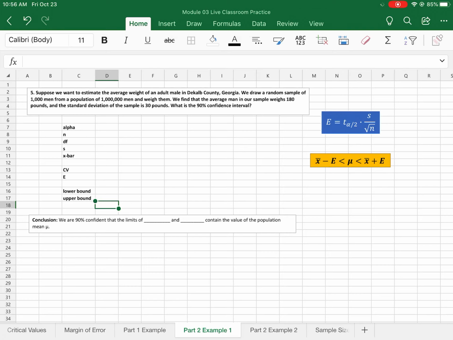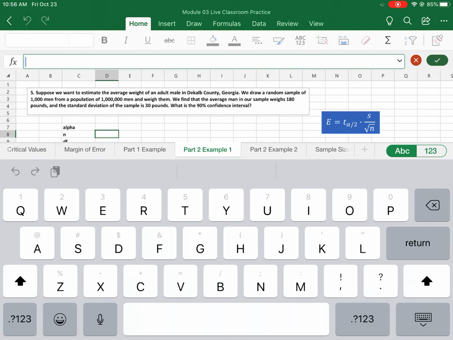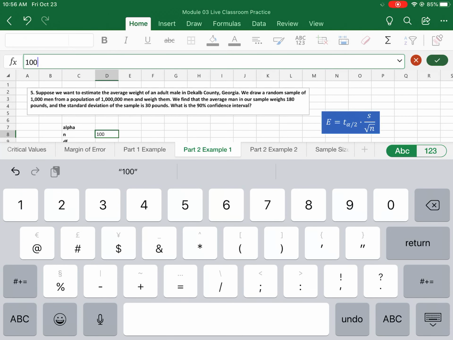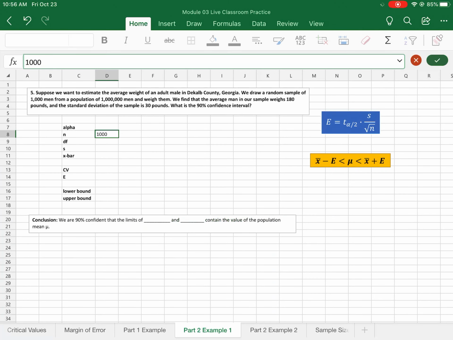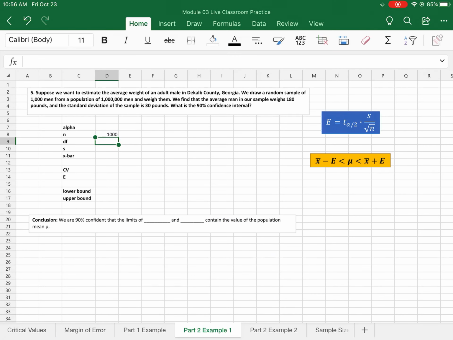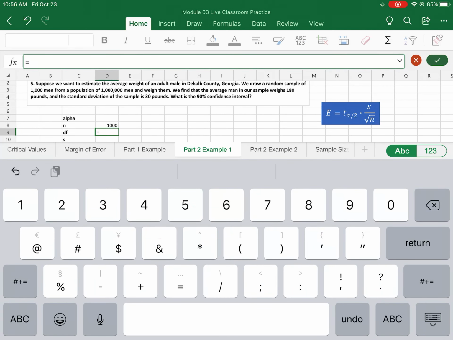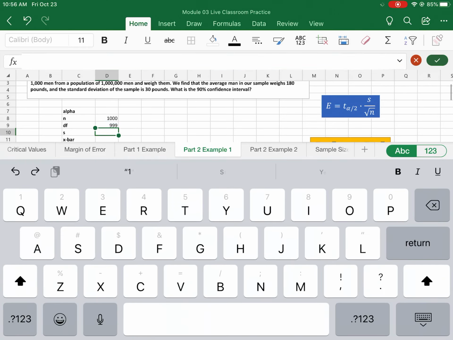Okay, so I'm just going to go ahead and fill in some stuff, going with what we normally did. N is your sample, so we have 1,000 men. My degrees of freedom, remember to cell reference here, so I touch the D8 because that's where my N is, minus 1. Oops, and I forgot to hit enter.